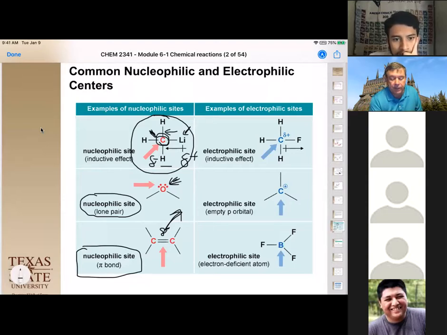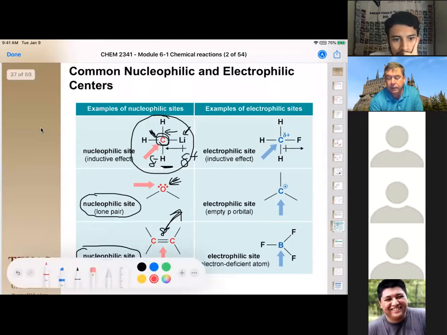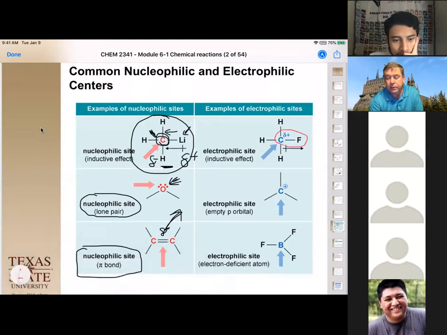Just like here, where we have a polar bond in carbon, we have a polar bond between the carbon and the fluorine, but it's going the other direction. The fluorine is partially negative and the carbon is partially positive. So that means it wants electrons. So it is the electrophile. It wants the electrons.